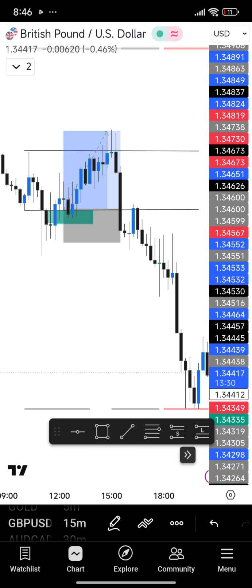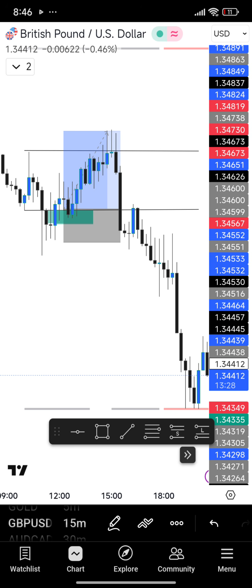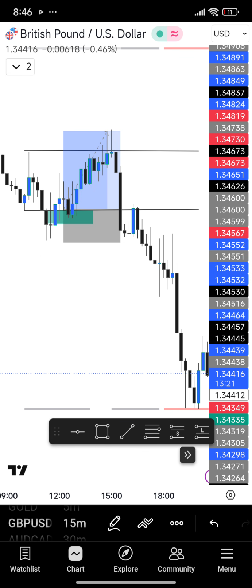Luckily for me, I had put my entry to break even, because at that point I was distracted. So I put that, only for me to come back later and realize that, oh, it didn't actually hit my TP and it reversed. So basically that's what happened today. Yeah.